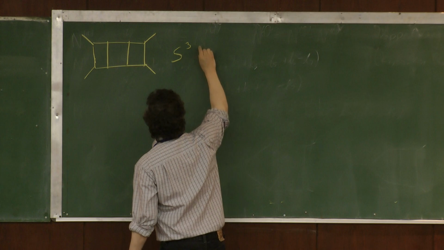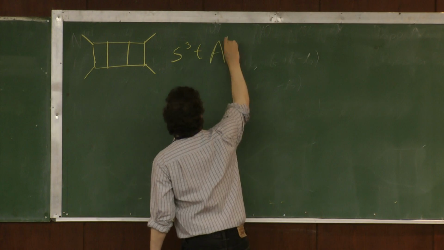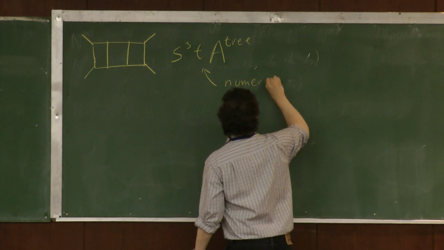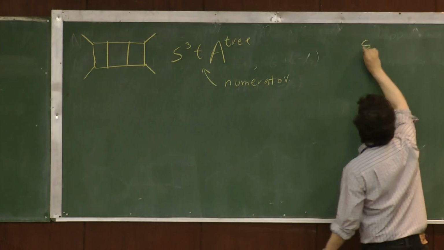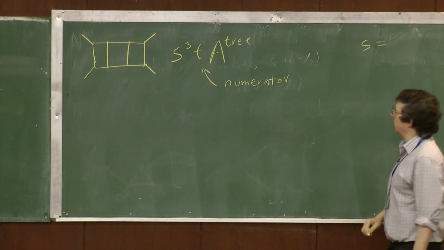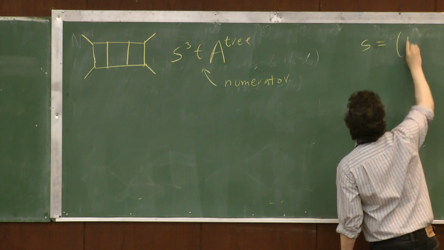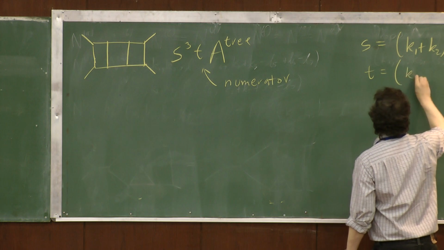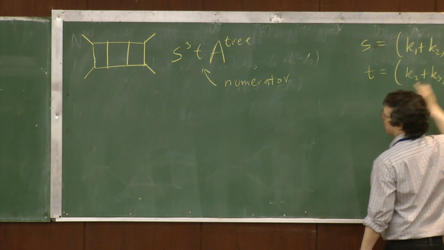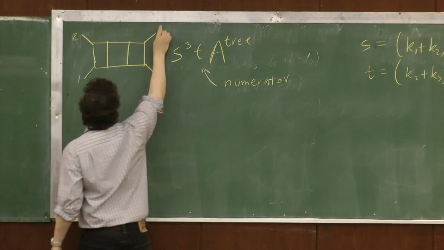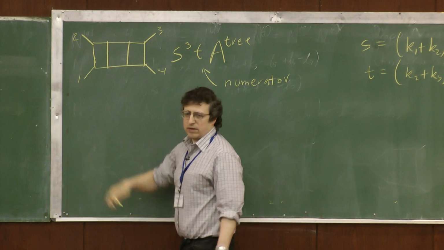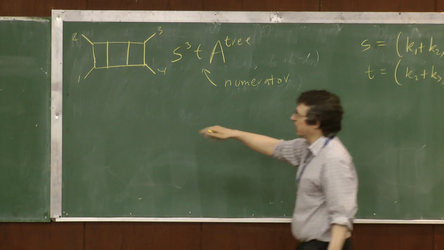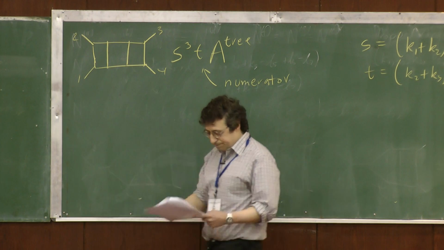Okay, S cubed T a tree. This is the numerator. Remember, S is the Mandelstam invariant, (K1 plus K2) squared, and T is (K2 plus K3) squared. And we could put some labels on here, 1, 2, 3, 4. Notice this guy is independent of loop momentum by that rule that you couldn't have gotten any loop momentum. It would violate the no powers of loop momentum rule.